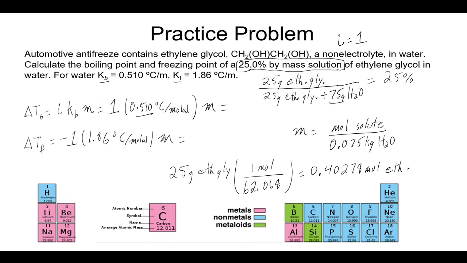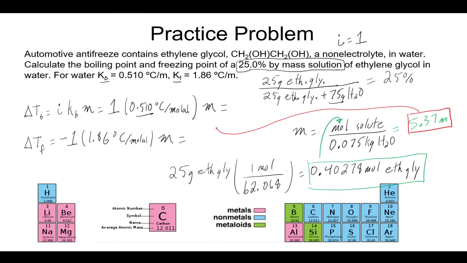So now I have this ethylene glycol. I take this number, plug it in here, divide by 0.075, and I get an answer that is 5.37 molal. And now this 5.37 molal, I should have organized this a bit better. My apologies. It goes in here and here.